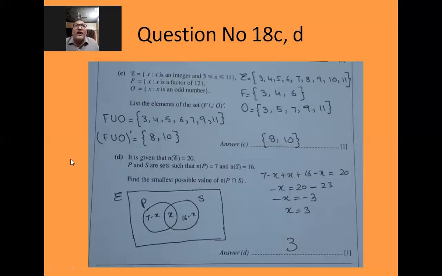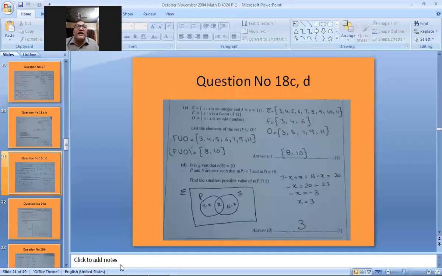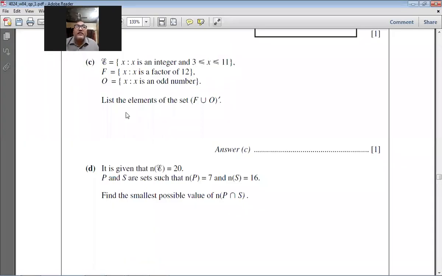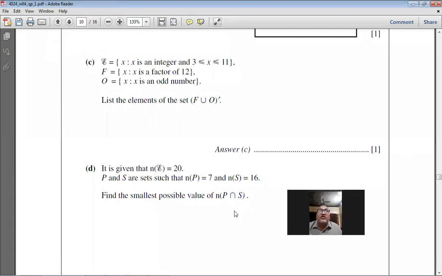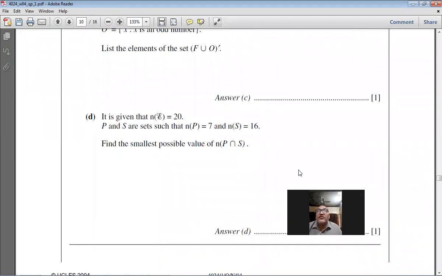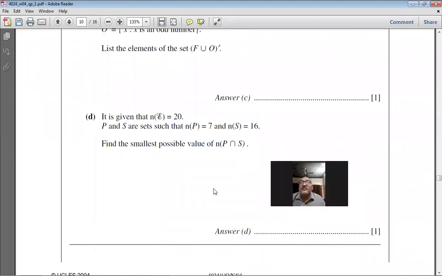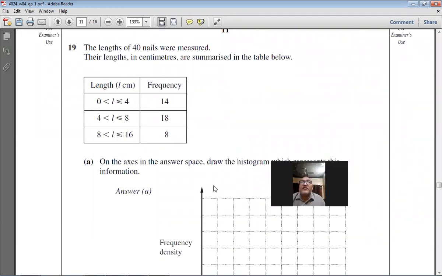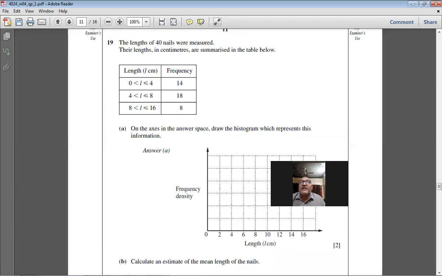Okay, so let's go to the question paper. So this is the question paper showing up on your screen. So that's the D part. So it is a 1 mark question, very important. Okay, so here we have the pen.